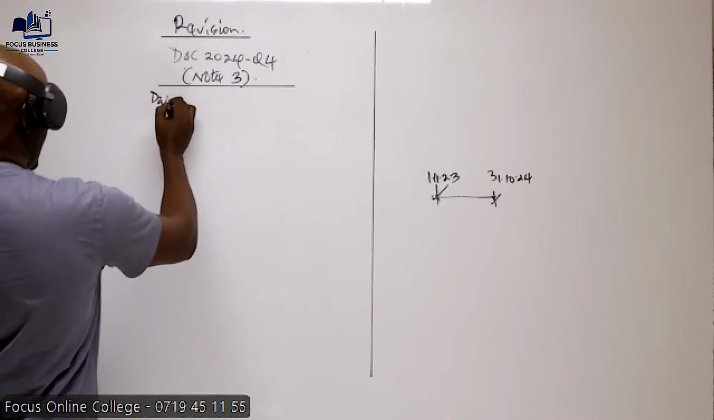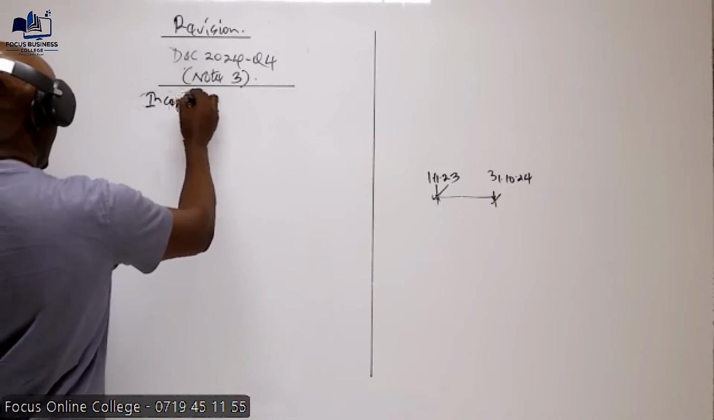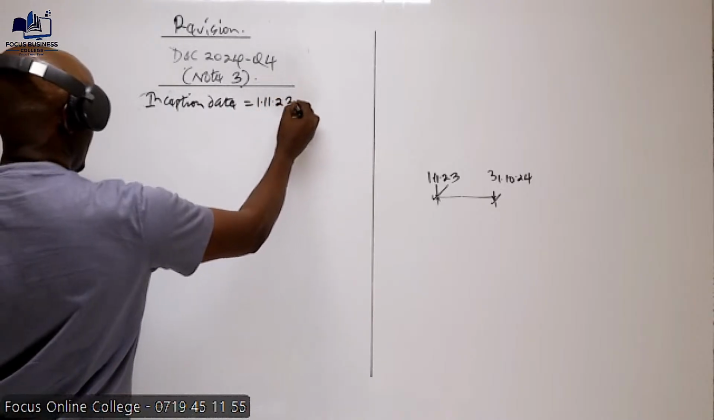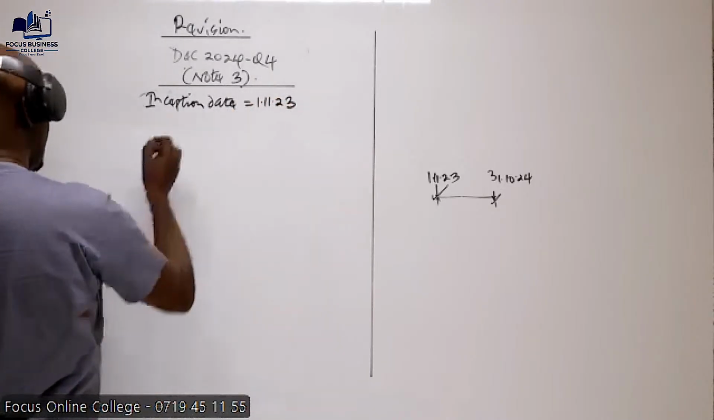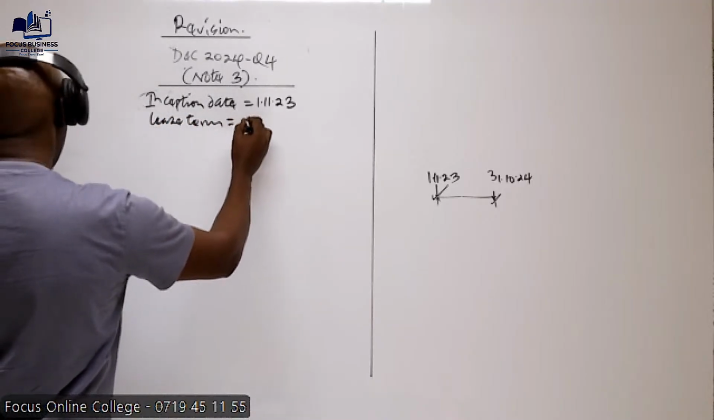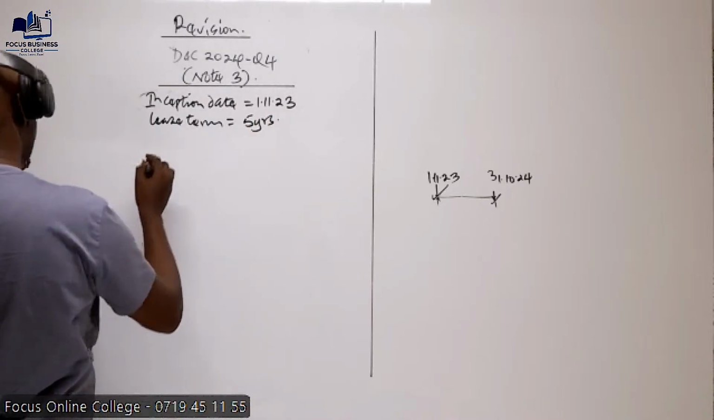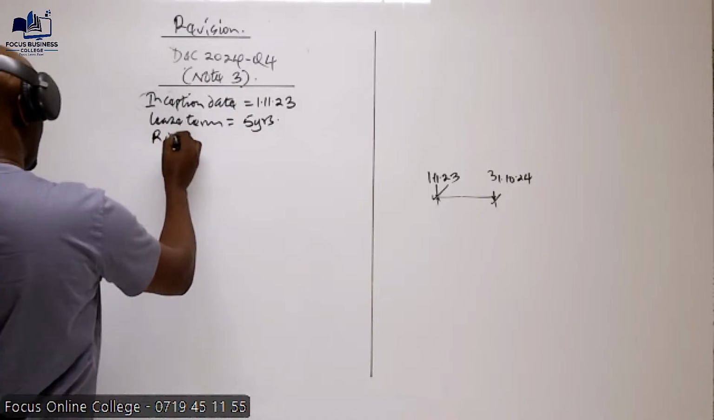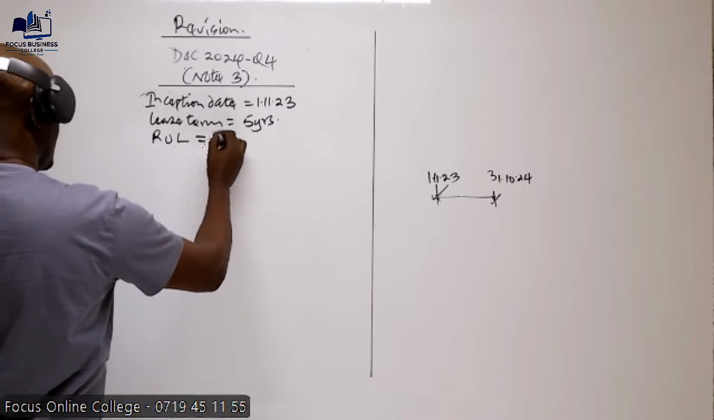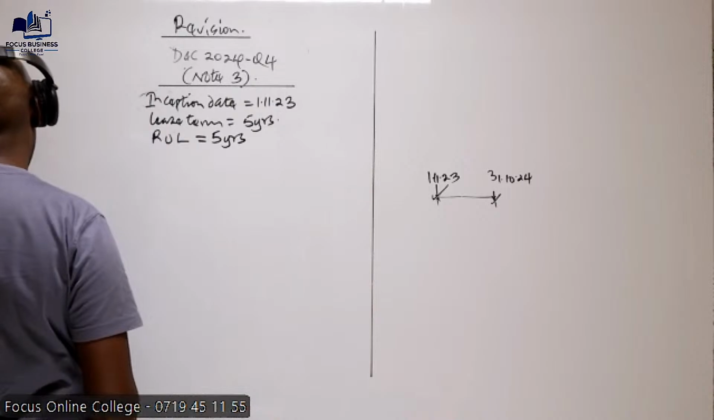So first of all, you're given the inception date of the lease. Remember, the inception date of the lease is basically the date when the lease commenced. That is 1st of November 2023. And then you're given the lease term. This company leased that particular asset for 5 years. And then we're also given the remaining useful life, which is also known as the remaining economic life of the asset, which we are told is 5 years. So the lease term and the remaining economic useful life are the same, 5 years.